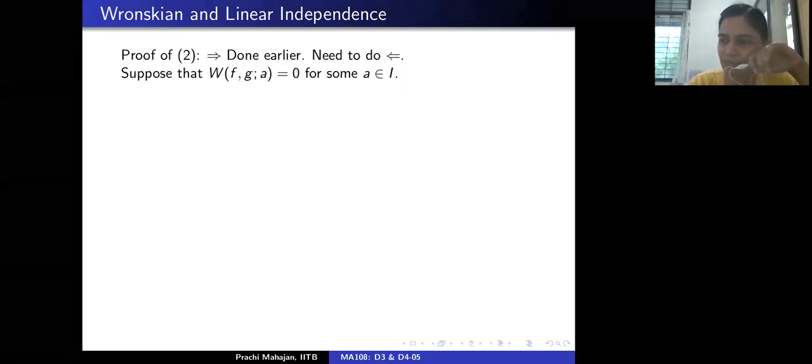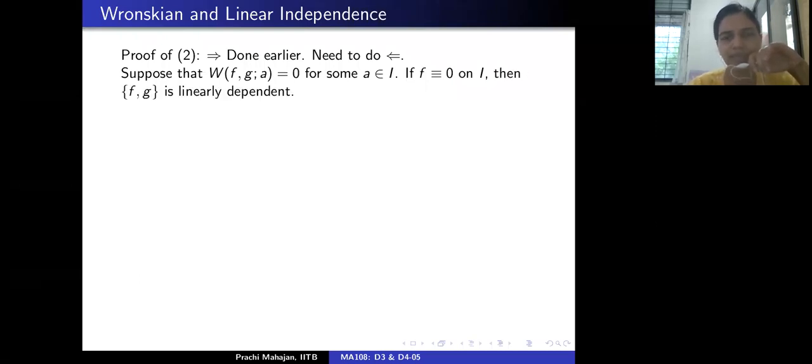We have to prove that f and g are linearly dependent on I, correct? Yes. So if f were to be identically 0 on I, there's nothing to be done, right? So then we are done, right? f and g are linearly dependent.